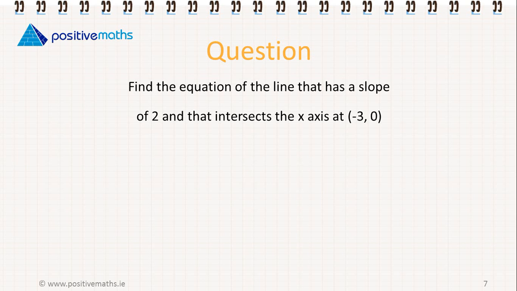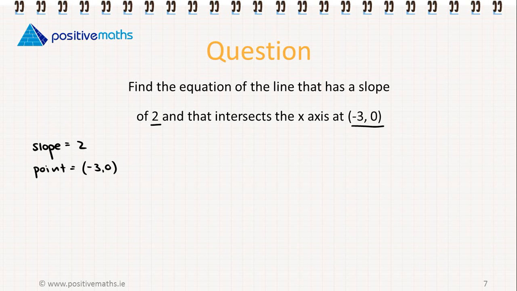Okay, so now we're going to work on finding the equation of a line that has a slope of 2 and that intersects the x-axis at minus 3, 0. So again, when we're finding the equation of our line, the first thing we want to note is the two pieces of information that we need. We have our slope and we have our point. So our point is minus 3, 0.